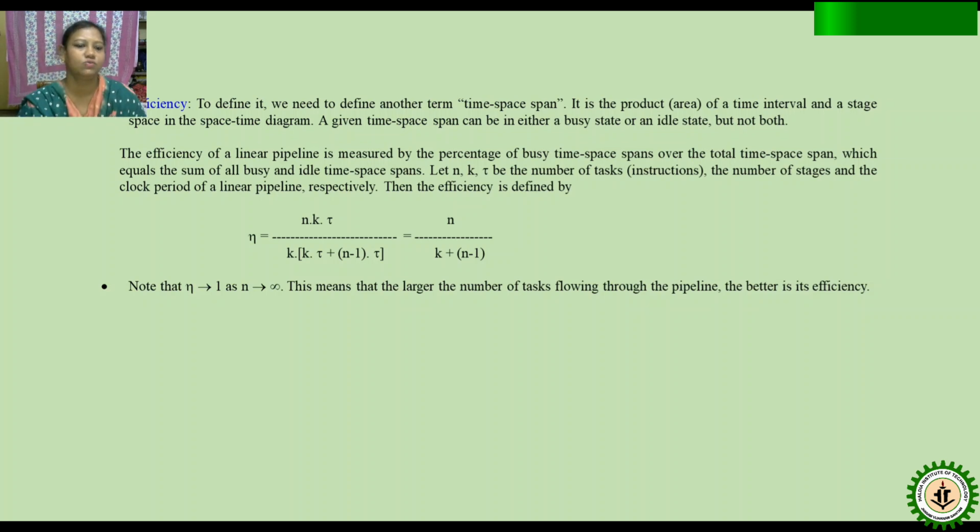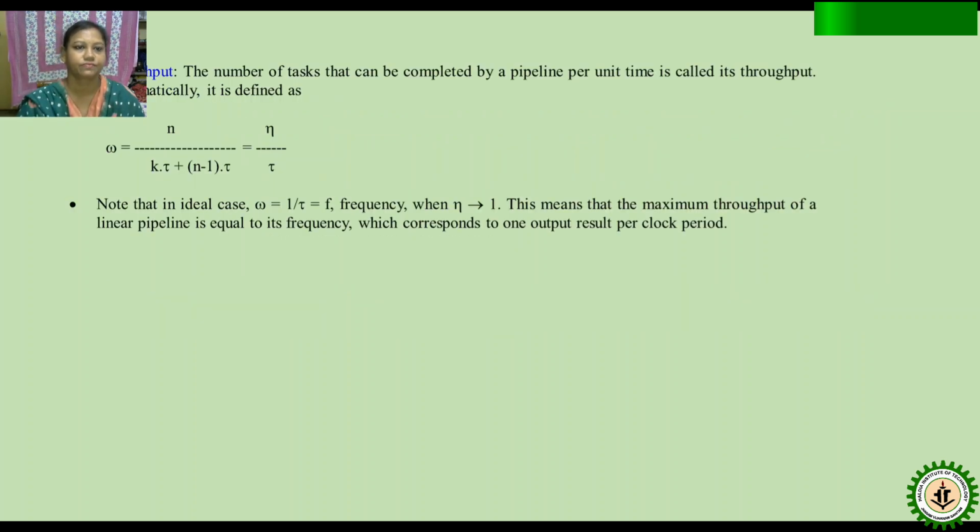Eta tends to 1 when n equals infinity. Again, n is the number of tasks. So if the number of tasks is very much larger, then we get better efficiency. So pipeline means when the number of tasks is high, then we get better results.